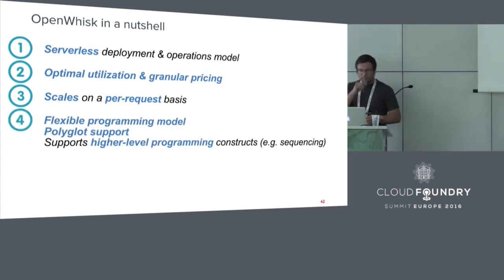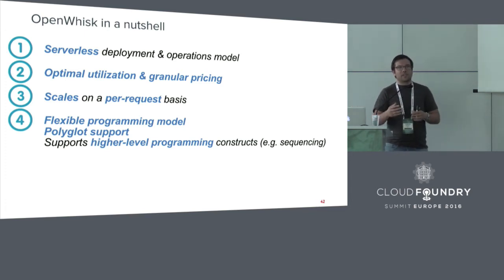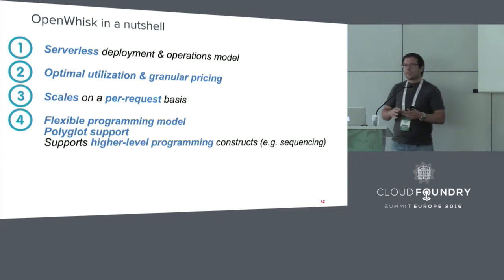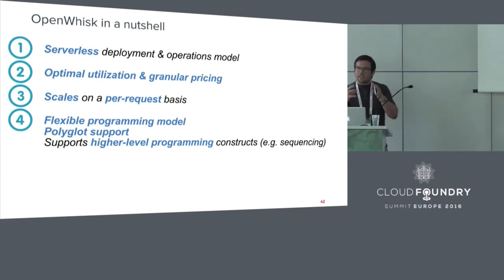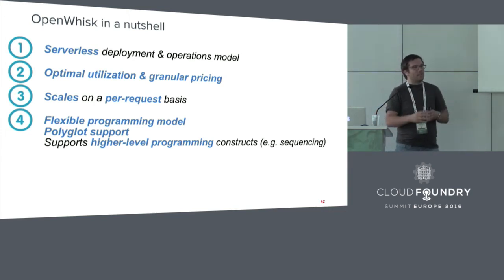OpenWhisk also provides you with a flexible programming model where developers can develop in totally different languages like Swift, Java, Python, JavaScript. They can even execute custom logic by running Docker containers in response to these events. We even support interweaving or interconnecting the little puzzle pieces that you have developed in a declarative fashion by doing things like chaining.